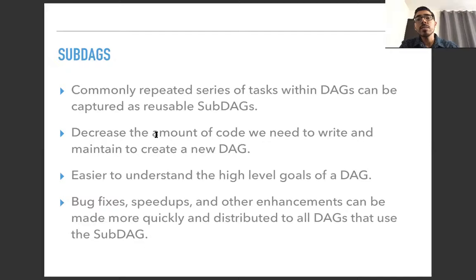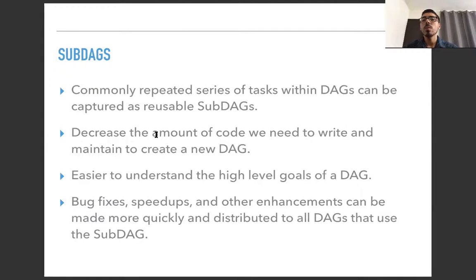All right, so commonly repeated series of tasks within DAGs can be captured as reusable sub-DAGs. So let's say if you always load from S3 to Redshift, you can have a DAG that handles that specific task, and you know that DAG works, and that you can use it anytime you wish to use it. And so if you're going to build another program and loading from S3 to Redshift is going to be part of that program, you can take this DAG that you already built and just incorporate it as a part of that new DAG, right? And it decreases the amount of code we need to write and maintain to create a new DAG, because obviously we are using previously built DAGs.